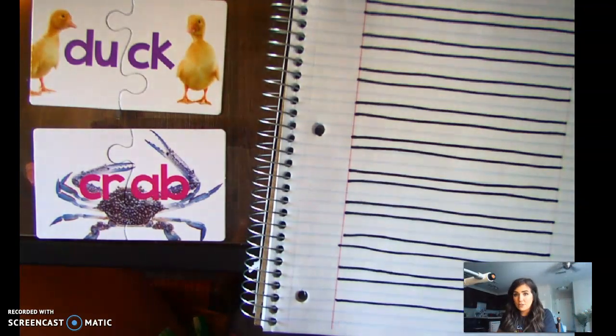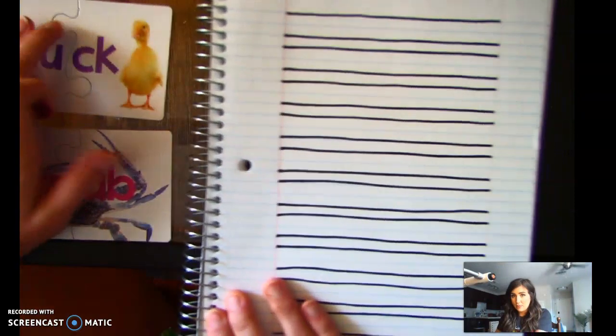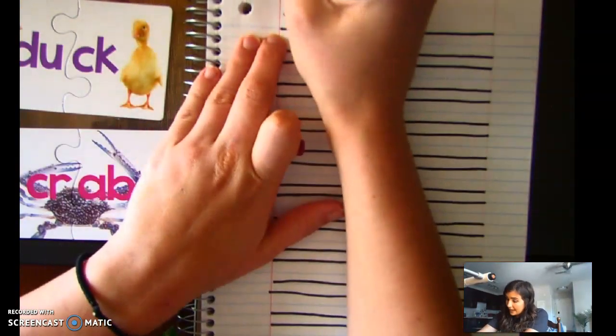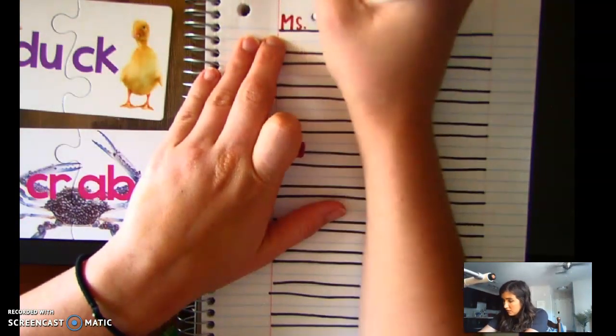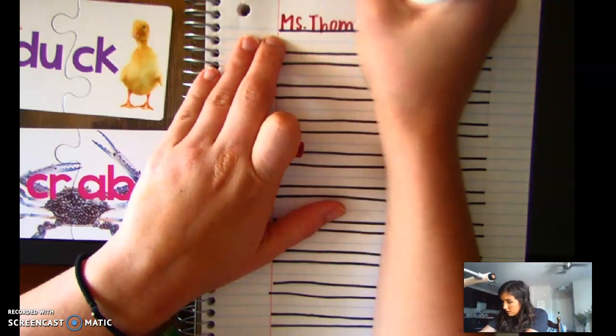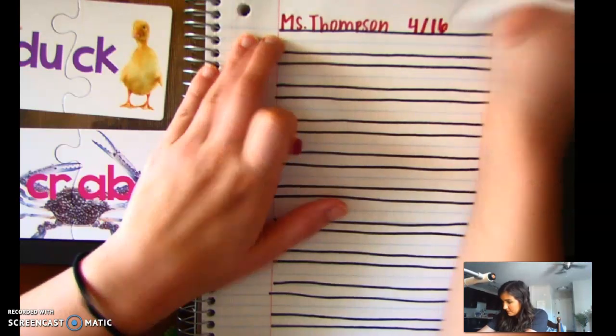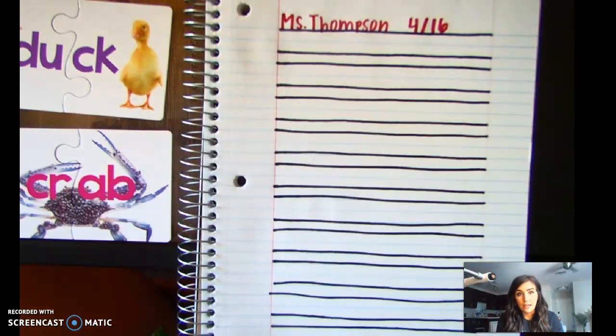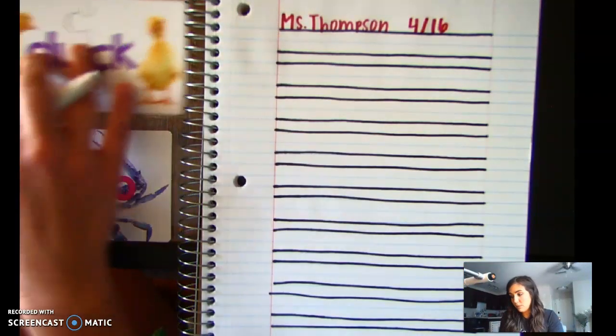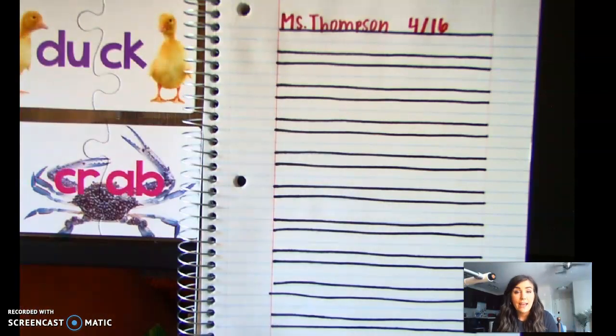Okay, so when I get started with my writing, I'm going to keep these to the side. I'm going to put my name. And I'm going to put the date. Okay, and I'm going to think. What can I write? What am I supposed to be writing about? How these animals are the same and how they are different. So I'm going to start with how they're different, and then I'm going to write one sentence about how they're the same. So I'm going to start my sentence with a capital letter like good writers do.